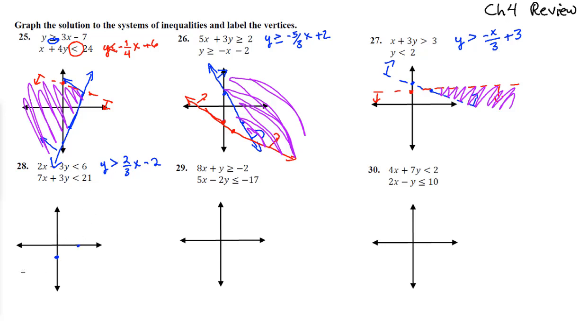And we're greater than, which means dashed line, because there is no equals, and y is greater than, which means we're headed up in that direction. Good deal. So we're up here.